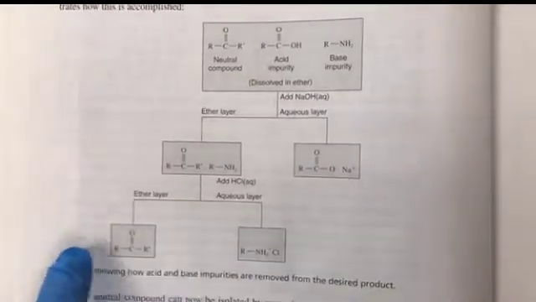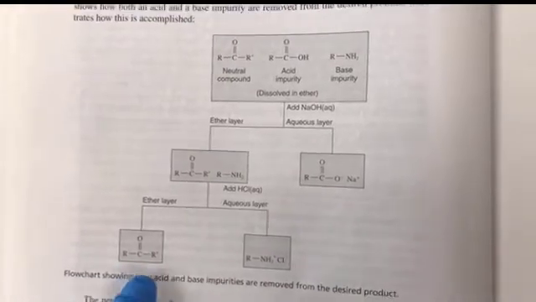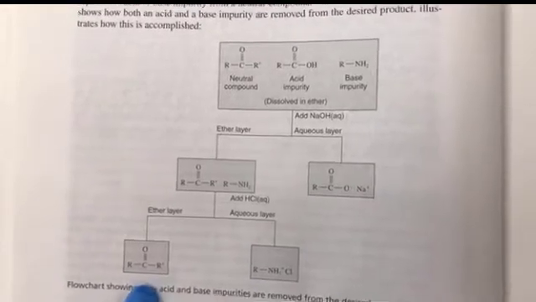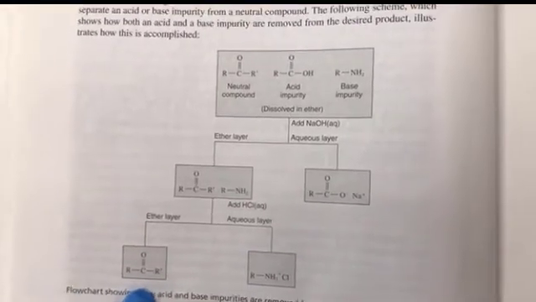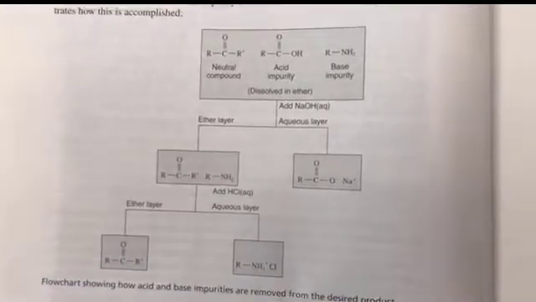So again, your ether layer will have only the neutral compound, and then you're going to proceed further with washing with brine, drying with sodium sulfate, taking the melting point, and everything at this point.